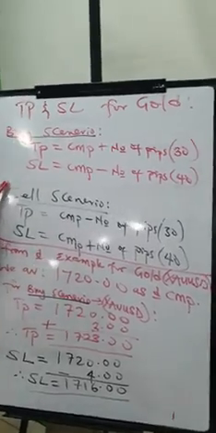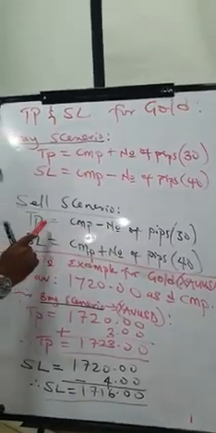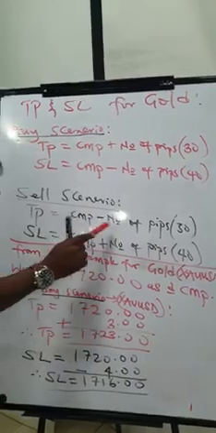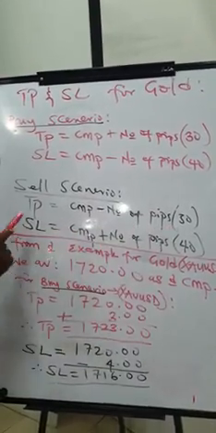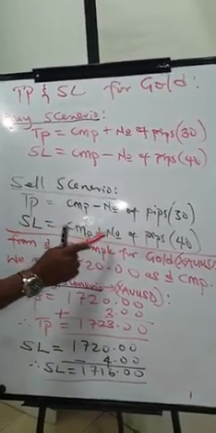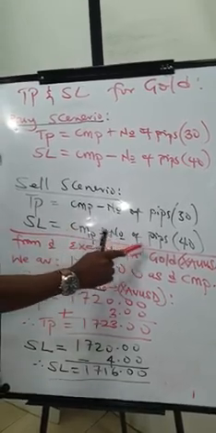And then for the sell scenario, it will be TP equals current market price minus the number of pips, which is also 30. Stop loss equals current market price plus the number of pips, which is 40.